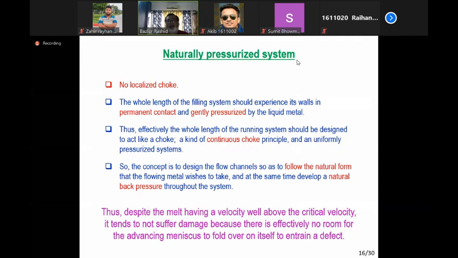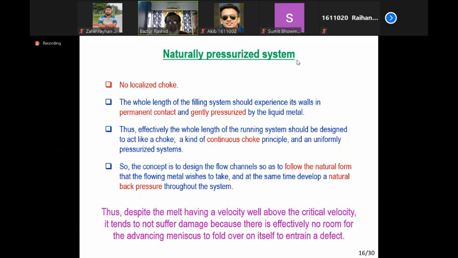There is another process, the naturally pressurized system. So we have the pressurized system, the unpressurized system, and then the naturally pressurized system. Probably from next year, I tend to advocate the naturally pressurized system, but up to this year, we have used the unpressurized system. So what is a naturally pressurized system?